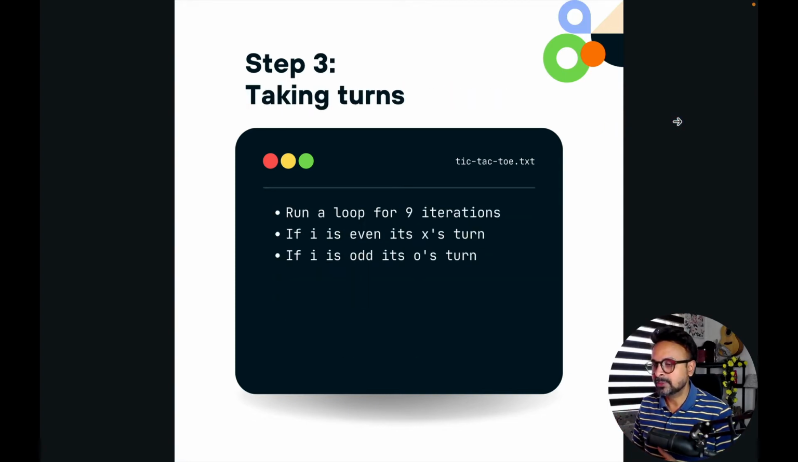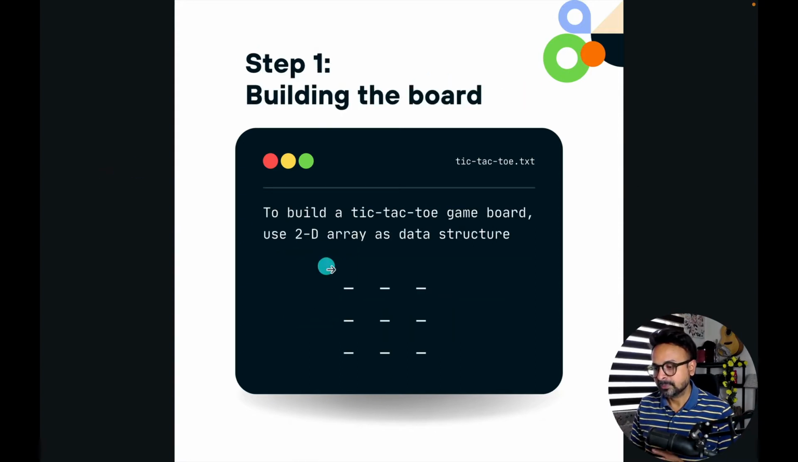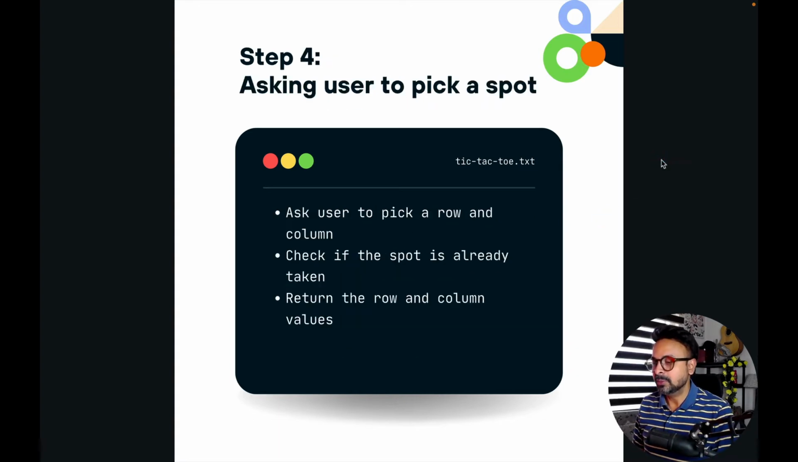If you see here, right? So asking user to pick a spot. So where we are going to ask the user to pick up a row and column. We're going to check if the user spot is already taken, and we are going to return that row and column value. So obviously this is a really important step, to check if the spot is already taken, because if I have selected, say suppose 0 0, I have put an X here, you shouldn't be able to put O there, right? That's the important part of this step. So let's jump into the coding and we'll start coding this function.